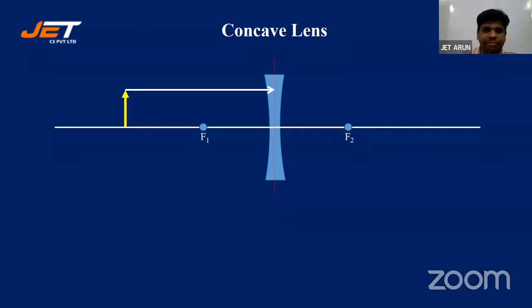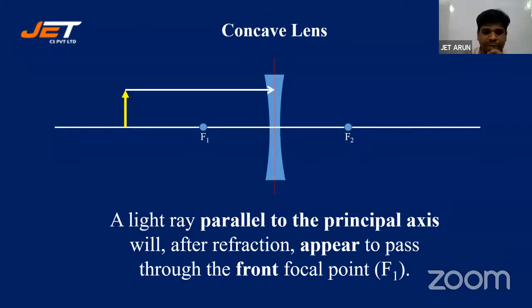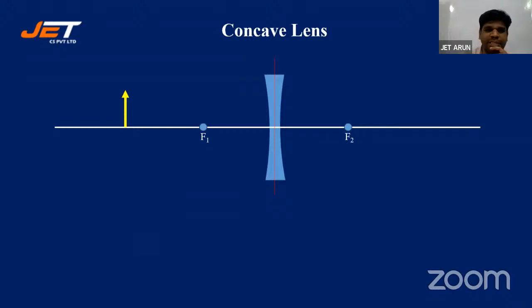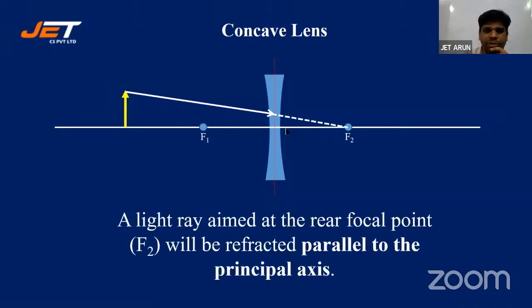Now let's look at the ray diagram further. A light ray parallel to the principal axis will, after refraction, appear to pass through the front focal point F1. Will appear to pass through. That's very important. This way, when I extend this backward, it will pass through F1. Dotted line passing through F1. Now let's look at the next ray diagram. Next situation. A ray directed towards F2, a ray aimed at F2, will refract and go parallel to the principal axis this way.